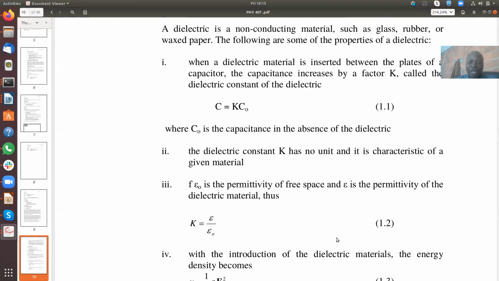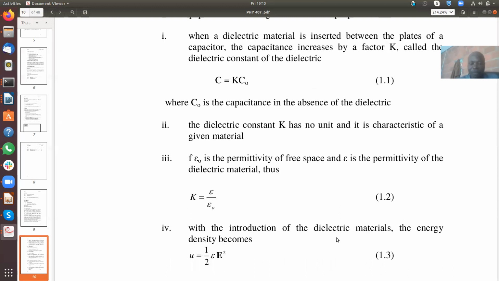Now, if epsilon naught is the permittivity of free space and epsilon is the permittivity of the dielectric material, then we can relate these two together using the dielectric constant approach. So K is equal to the ratio of the permittivity of the dielectric material to the permittivity of free space. So if you look at equation 1.2 and equation 1.1, we can relate these two equations together based on the constant called the dielectric constant.